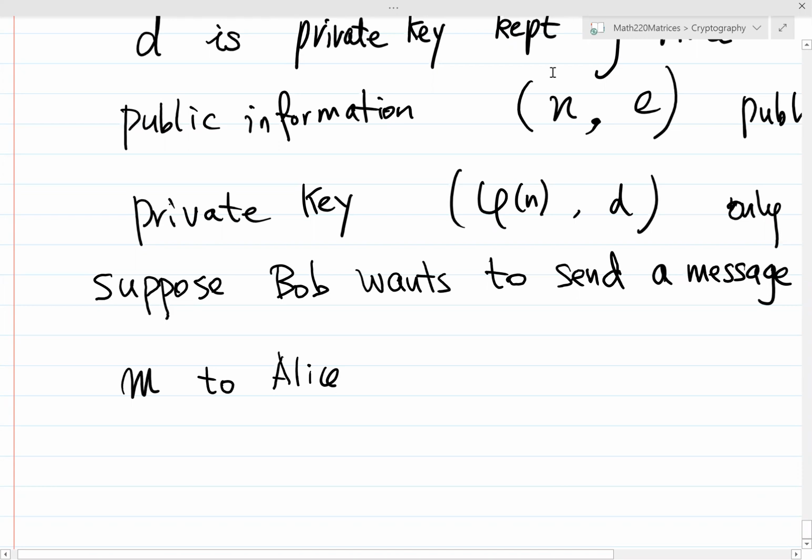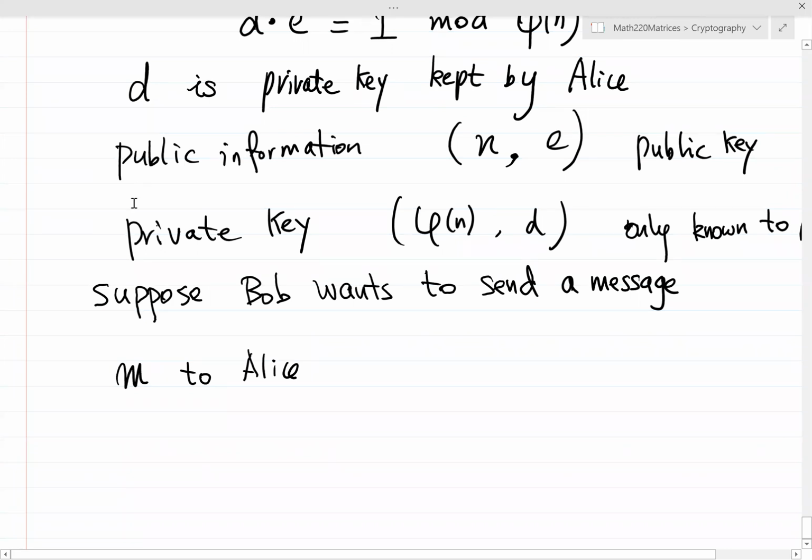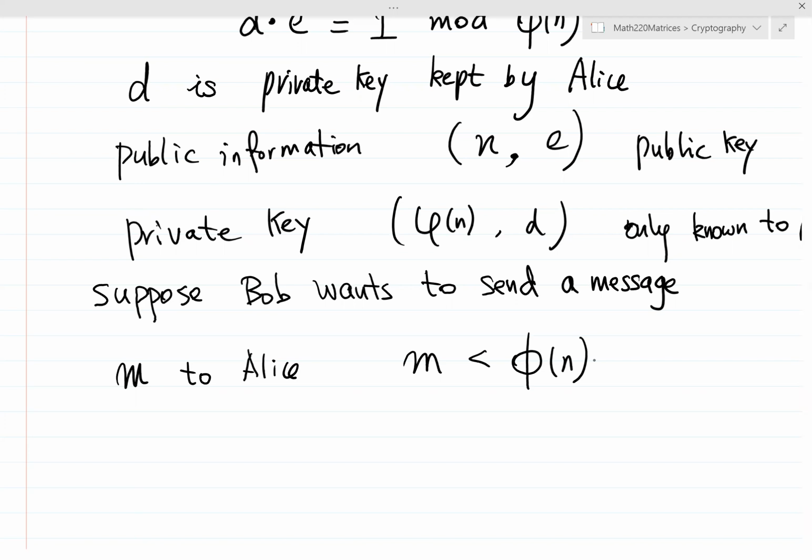Now this Phi is a really large number. A reasonable message is, you code a message by a bunch of numbers, maybe using ASCII code. We can transform a string of text into a number. So we can assume M is less than Phi. N is large, Phi N is also large. So the message we can just encode by a number.